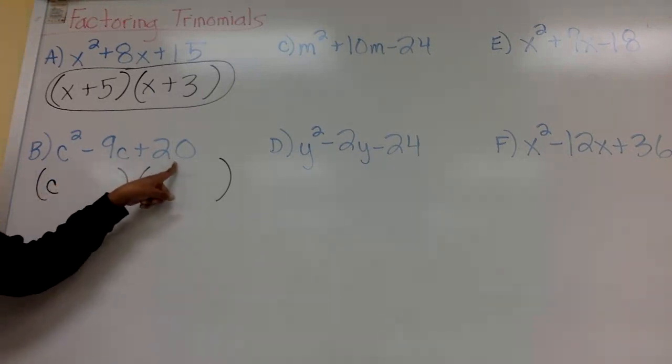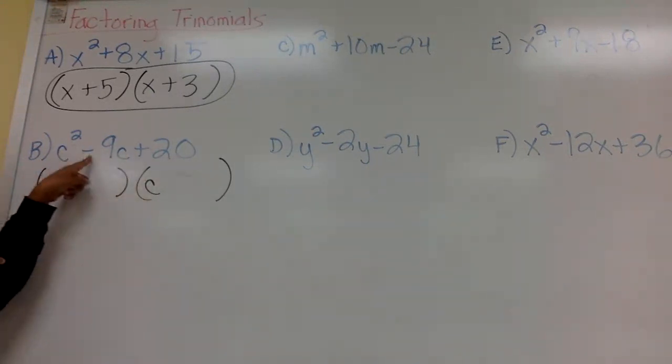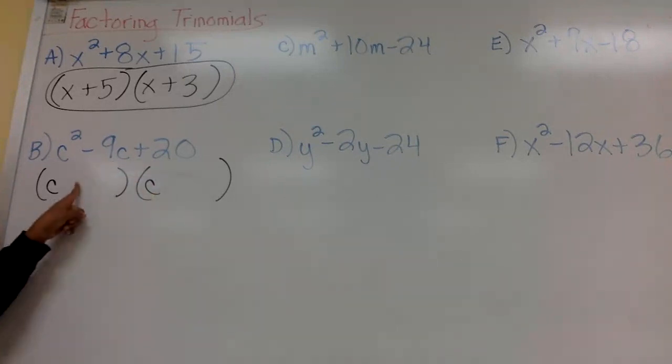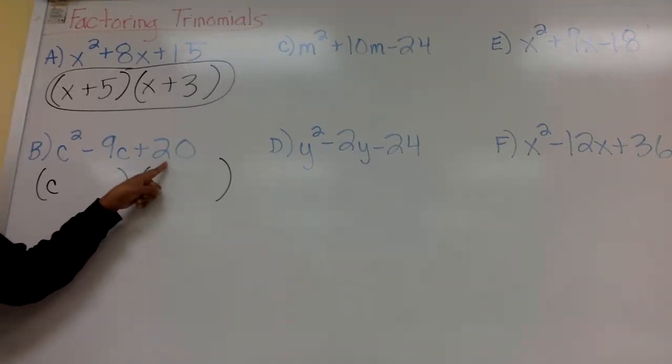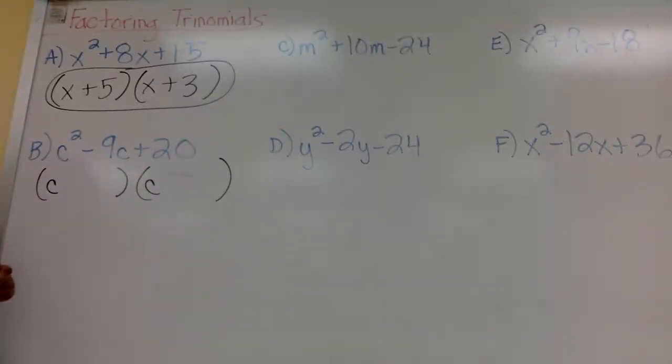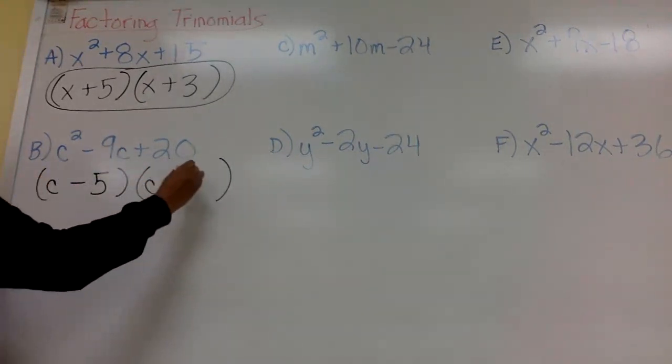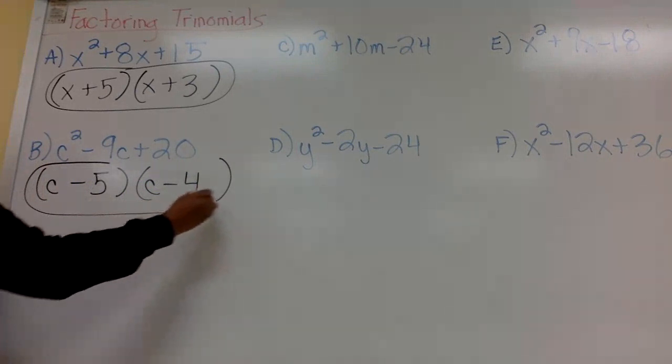So things that give me 20, I can do 10 times 2, I can do 5 times 4, but when I add it together, it has to give me a negative. So I know that my sign should be two negatives because a negative times a negative gives me a positive, and when you add two negatives, it stays negative. So this should be c minus 5 and c minus 4.